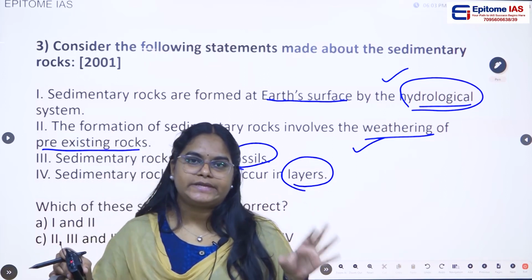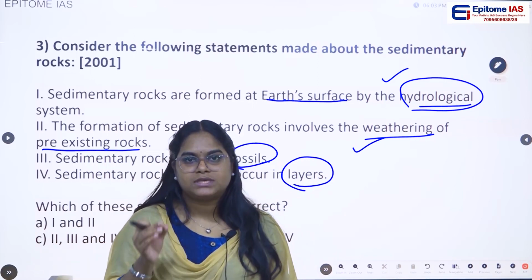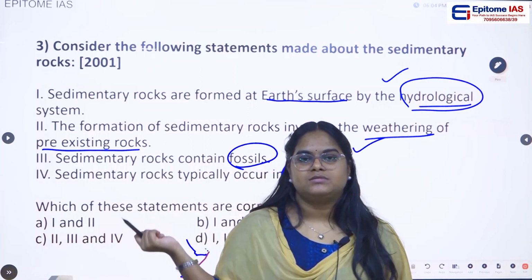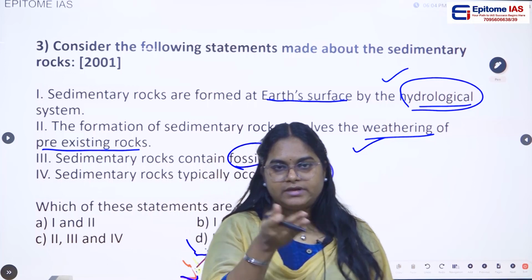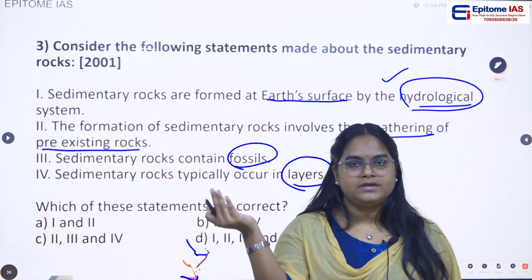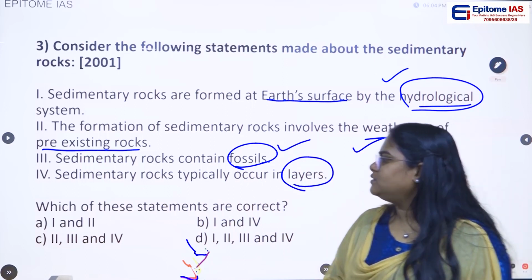And this is called organically formed sedimentary rock. And we are seeing that sedimentary rocks can also have fossils, yes, because they are going to contain some organic matter after the death of a plant, animal, or any other species. So it is going to contain the fossils of any particular species.